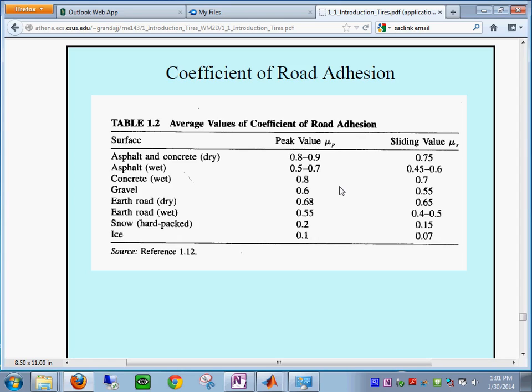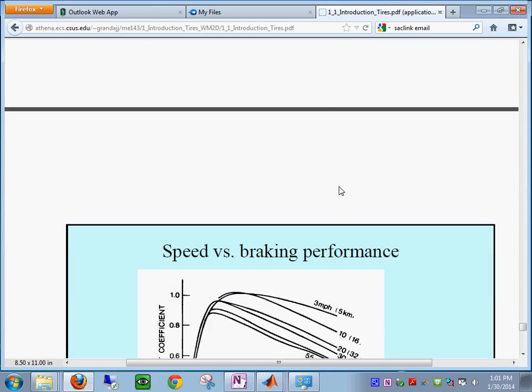I think that would be one of the messages that I would like you to take away from this lecture: any coefficient of friction, particularly below 0.2 and close to 0.1, the handling is not good. It's very slippery.